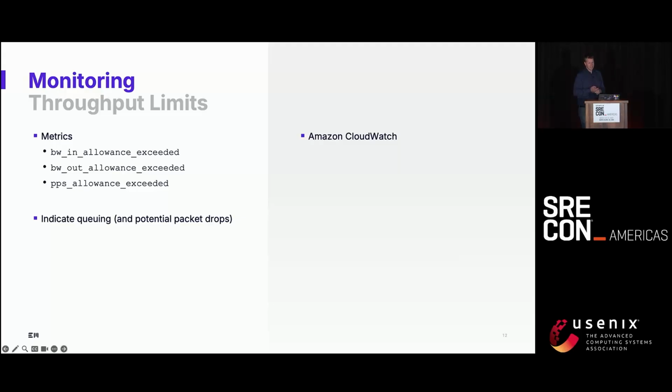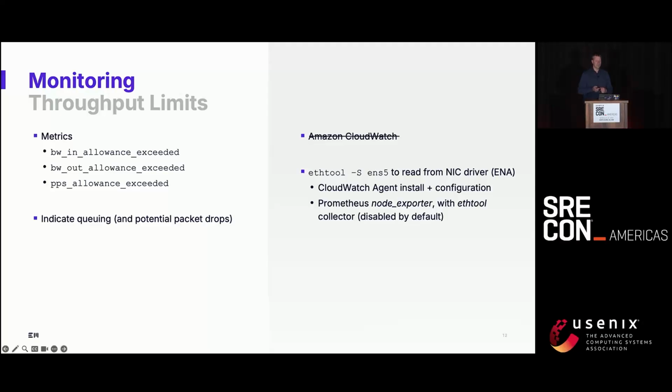Where do you get these metrics? As an Amazon customer, you would first look into CloudWatch as the default monitoring solution. That's actually not the case here. Those metrics are available via the network interface card driver, ENA, that's the Elastic Network Adapter. And using ethtool, those counters can be read.